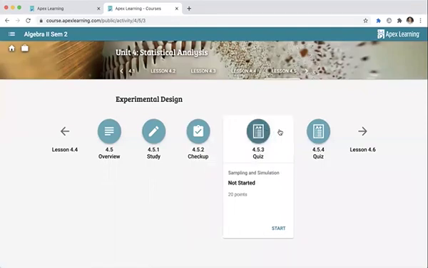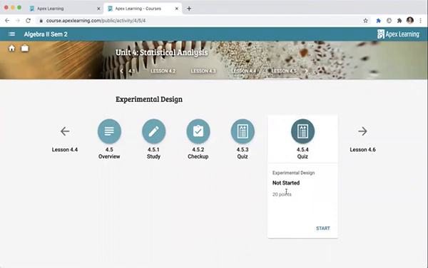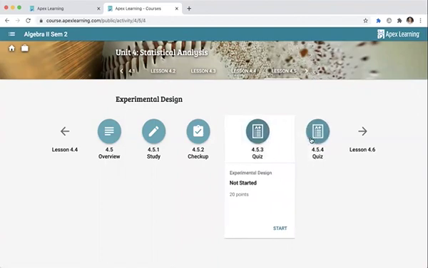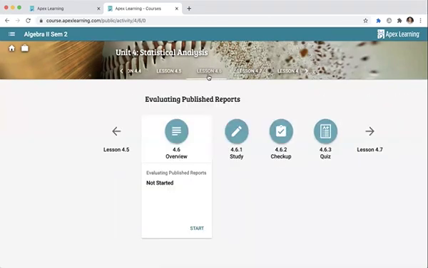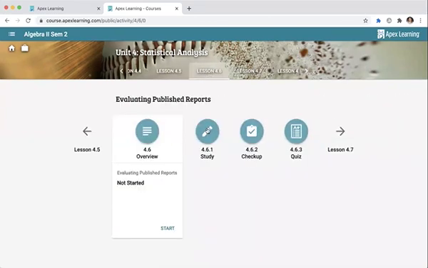You've got 2 of them. Okay, so you've got one on sampling and your simulation, and then you've got one on experimental design. So you've got 2 quizzes for this unit here. All right, and then we'll move on to evaluating published reports, okay?